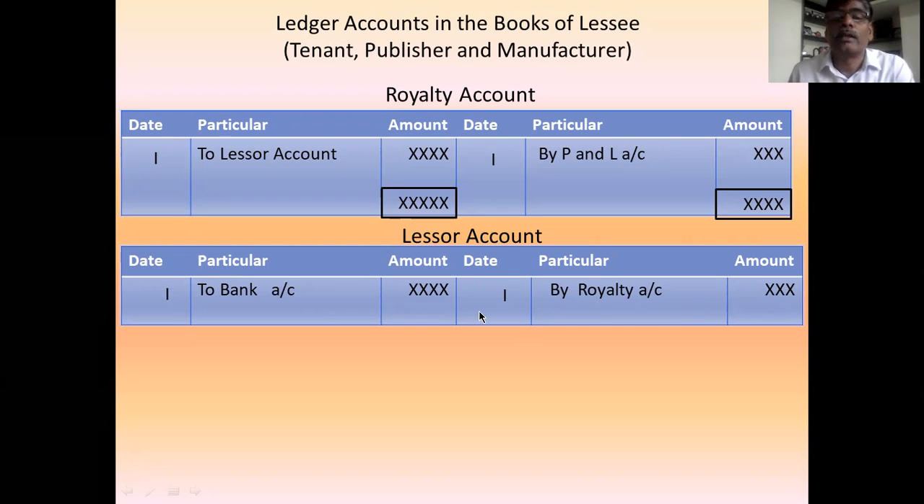Remember these two. Debit side amount, payment column amount. Credit side amount, royalty column amount. Debit side always to bank, credit side by royalty. You write the account and take the total.